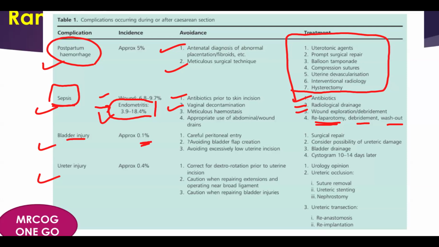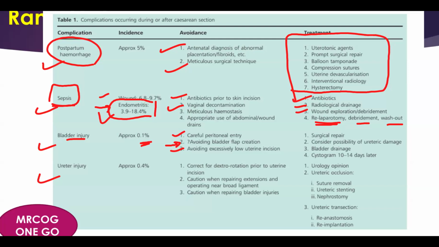How to avoid? Careful peritoneal entry, avoid bladder flap creation, avoid excessive low uterine incision. Don't go very low. Here they put a question mark beside avoid bladder flap. We are just taking the bladder away from the uterus, and by doing that, you will protect the bladder and keep it down. And also with the evacuation of the bladder.